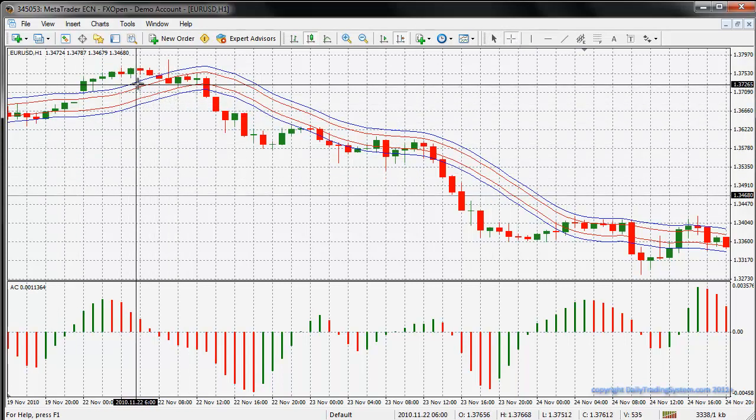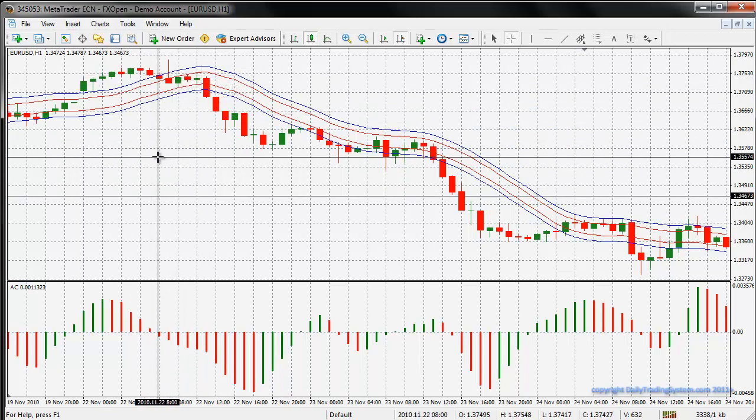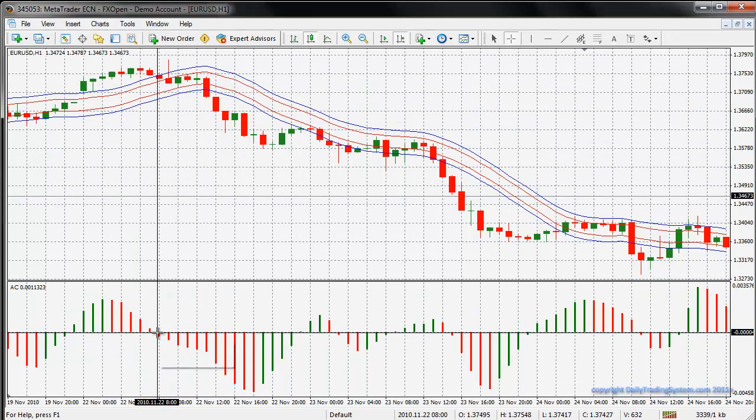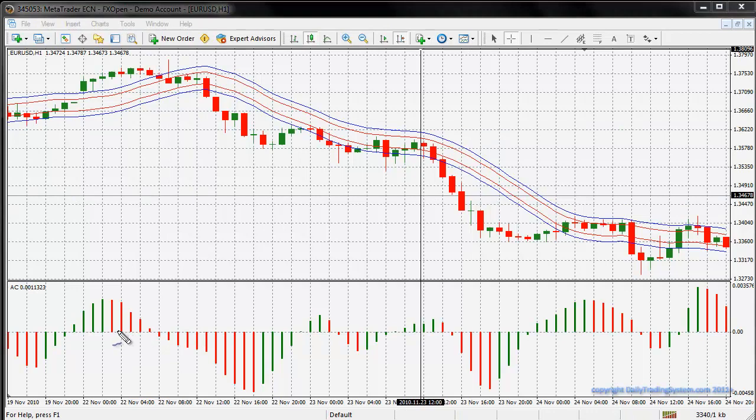Okay, now I'm going to start with a sell signal first of all, and what I'm looking for is the first bar of the histogram below the 00 level. I'm looking for that bar right there, and that bar corresponds to that candle, and it's a red candle, and it's a sell signal. And then my target will be either previous lows or one of the two bottom bands.